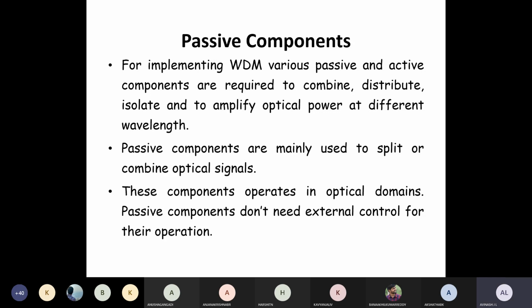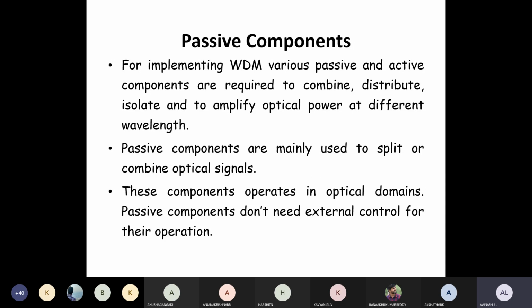These components operate in the optical domain. Passive components don't need external control for their operation. Make a note of this. Passive components do not need external control. They do require power, but they don't require external control. Don't confuse this with the idea that passive components don't require external energy. We are very clear that passive components don't need external control.